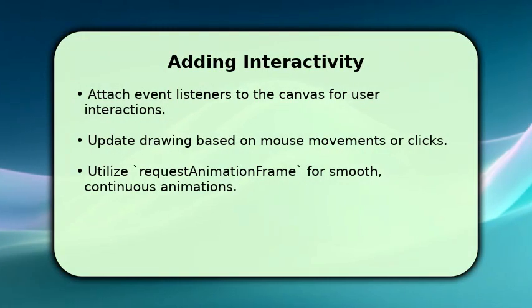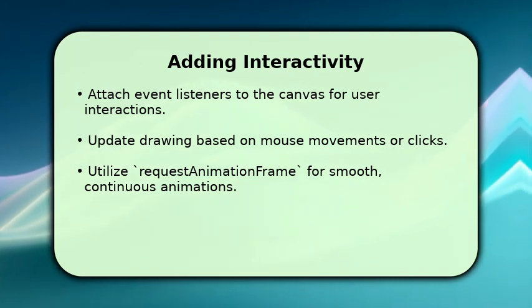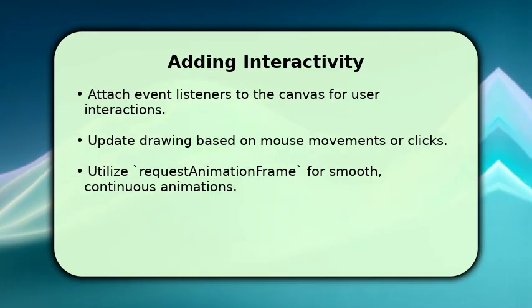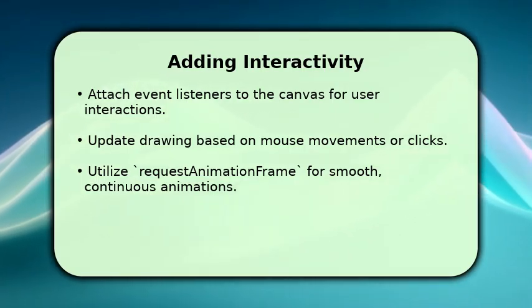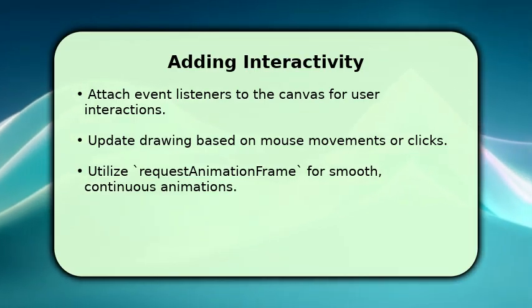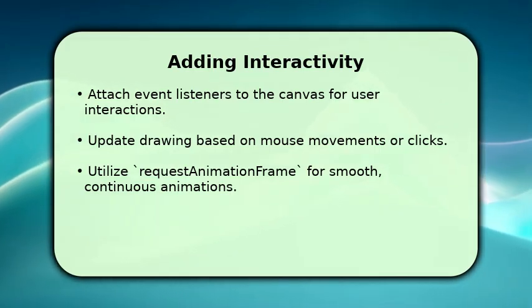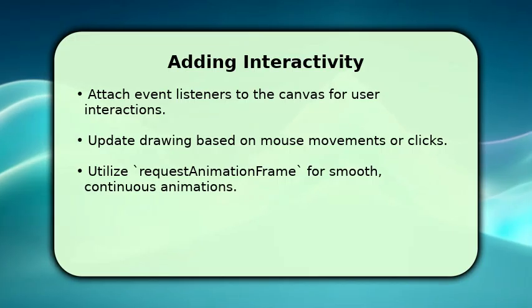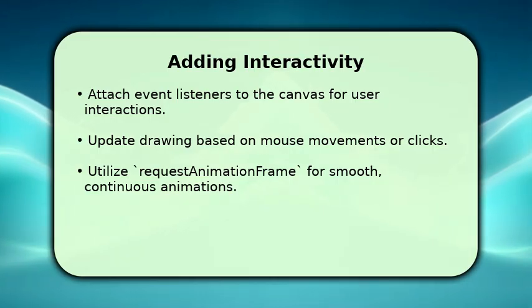To make your canvas dynamic, you can add interactivity. Attach event listeners directly to the canvas element, such as onMouseMove or onClick. These listeners allow you to capture user input and update your canvas drawing in response. For smooth animations, requestAnimationFrame is crucial. It tells the browser you want to perform an animation and requests that the browser calls a specified function to update an animation before the next repaint, typically 60 times per second.